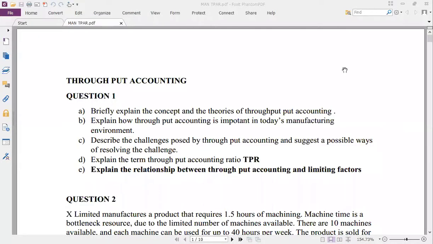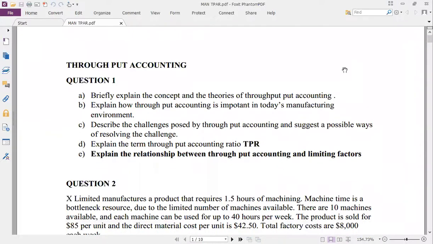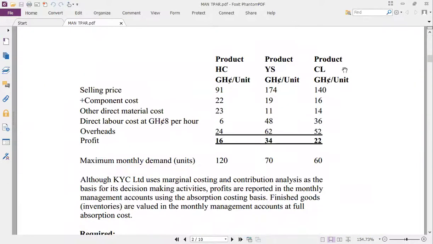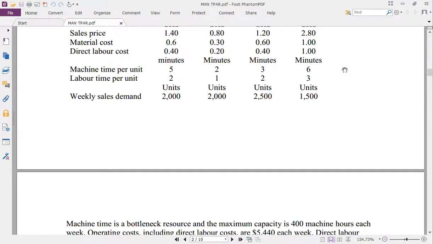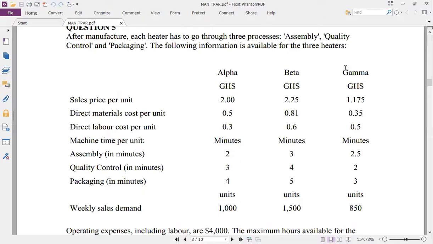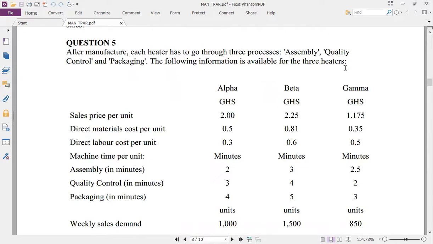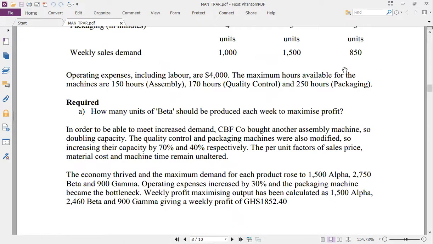So we look at the question called Alpha, Beta, Gamma. That is question number 5. Question 5, Alpha, Beta, Gamma. From there, we look at the ICA past question on throughput. That's November 2018. So question 5 is here. Alpha, Beta, Gamma. So to avoid deviation, I'll go straight to the requirement.